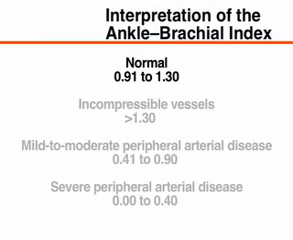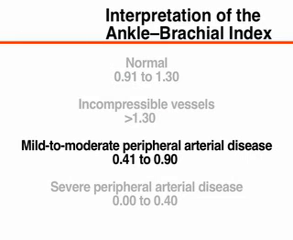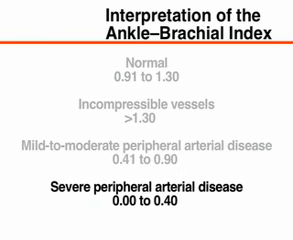A normal ankle-brachial index at rest ranges from 0.91 to 1.3. Above 1.3, you should suspect that the patient has incompressible vessels. Decreases in the ankle-brachial index are consistent with peripheral arterial disease. Mild to moderate peripheral arterial disease usually produces an ankle-brachial index in the range of 0.41 to 0.9. Below 0.4, severe peripheral arterial disease is usually present.